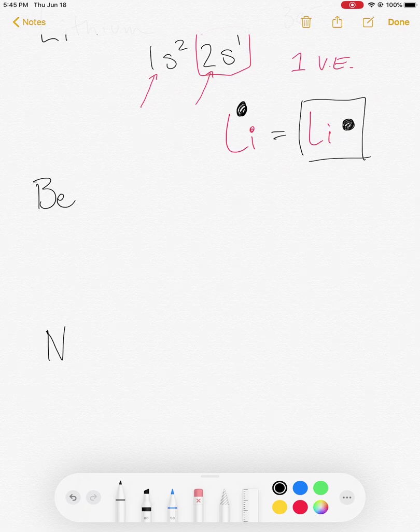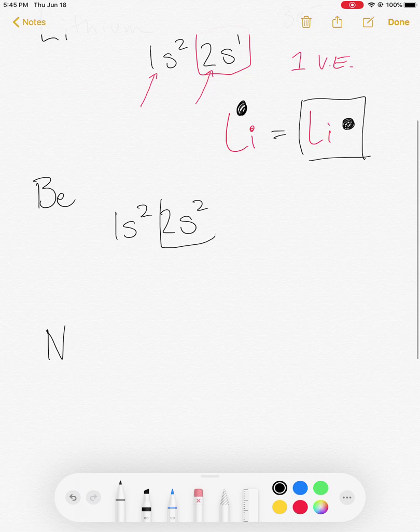All right, let's look at beryllium. And that's right next to lithium, 1s2, 2s2. It doesn't have any 2p electrons, does it? Nope, don't need those, okay? So it has 2 valence electrons, highest energy level. 1 is lower than 2. So second energy level, 2 dots.